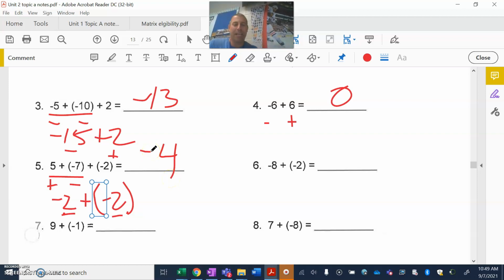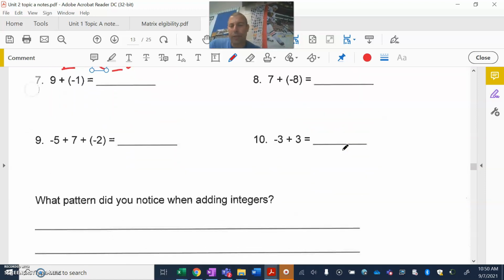Let's do one more here. All right. Negative 8 plus a negative 2. First number is negative. Second number is also negative. Remember, you're just looking to the left. Same sign, so we're going to add. And we're going to keep the sign. So it does become a negative 10. So as I scan down here, we got a few more.